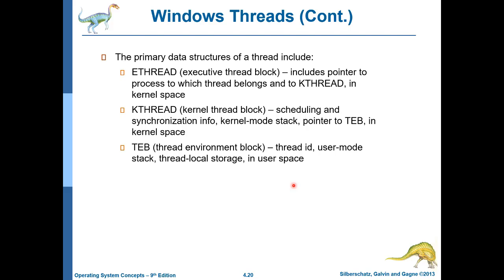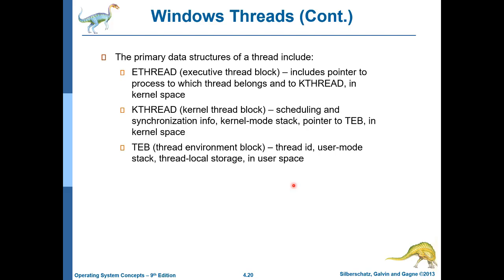In Windows threads, when you program in Windows, you have some data structures, for example E thread or K thread or TEB, which is the thread environment block. You use these data structures to create thread related information, to get some information or to see what this thread is doing, and update things related to each thread. Whenever you create a thread, you will have these data structures for each of the threads.